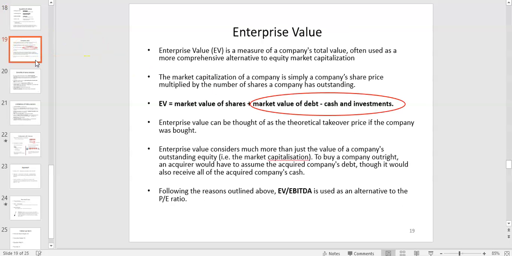Another key thing that you may come across when you're dealing with the investment section is this thing called the enterprise value. Now, when we talk about the equity value of a company, that's what we mean: the market value of the shares in the company. Right, so the market capitalization.